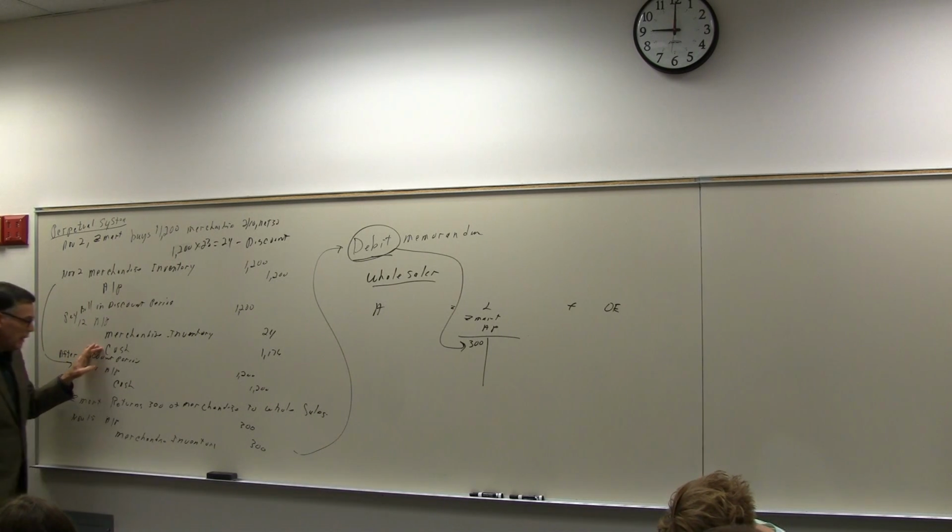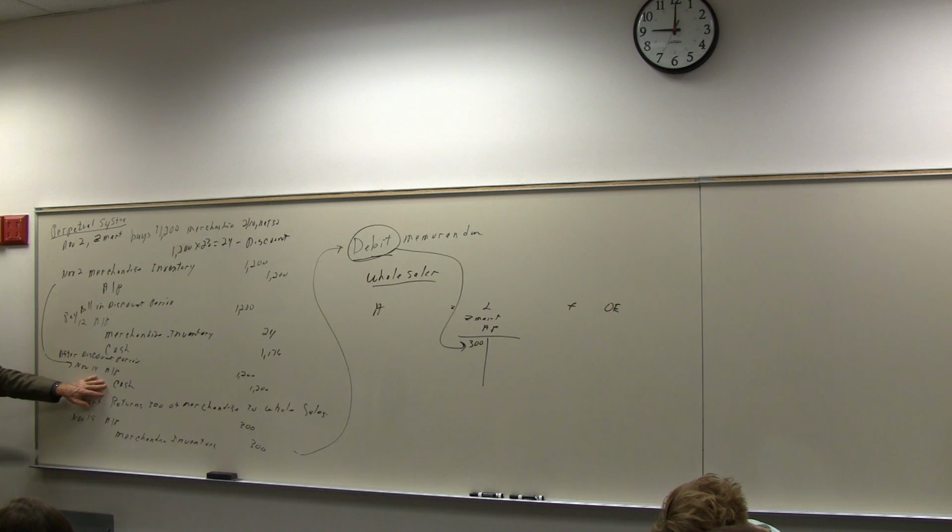That's how much cash you paid. Had you paid it outside the discount period, so instead of paying it on the 12th, you paid it on the 14th, then you would debit accounts payable for what you owe and credit cash for the full amount.